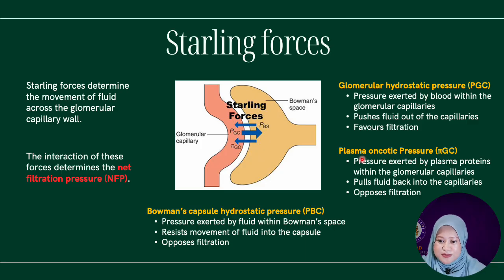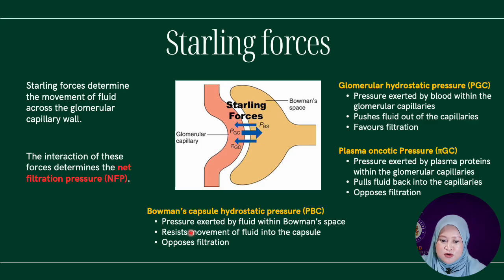The second pressure is plasma oncotic pressure, written as PiGC. This is generated by plasma proteins, mainly albumin, within the glomerular capillaries. Proteins cannot cross the filtration membrane easily, so they remain in the blood, right? So these proteins attract water. At the same time, it pulls fluid back into the capillary. So plasma oncotic pressure opposes filtration.